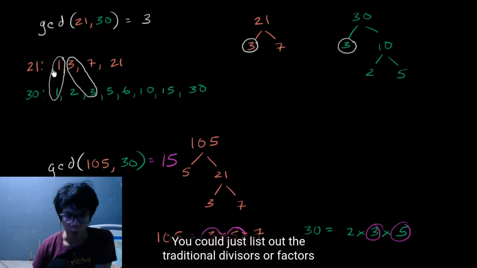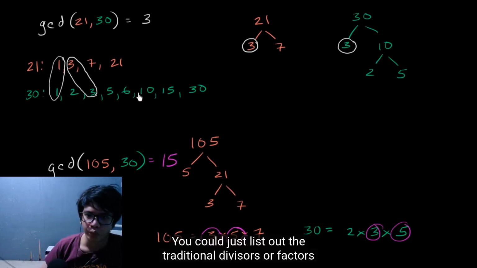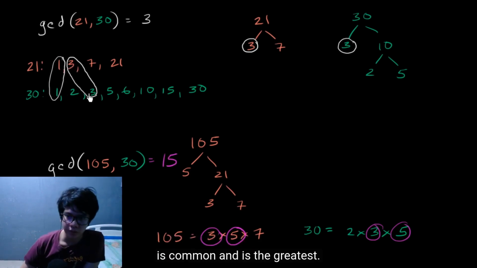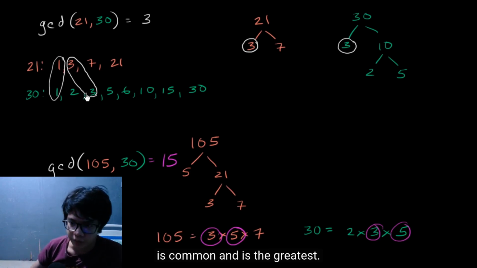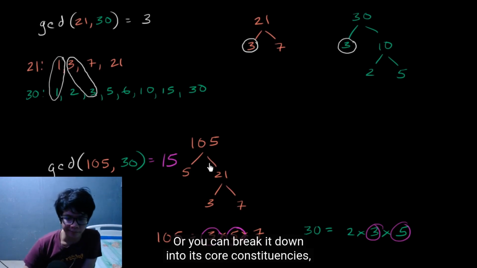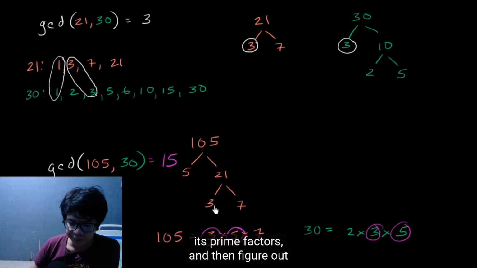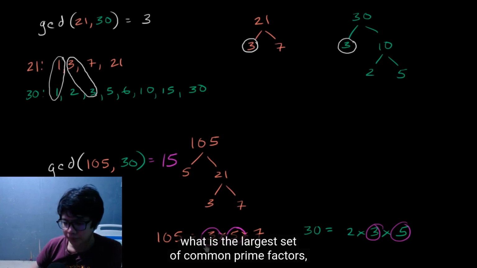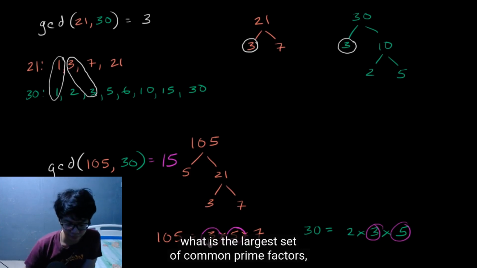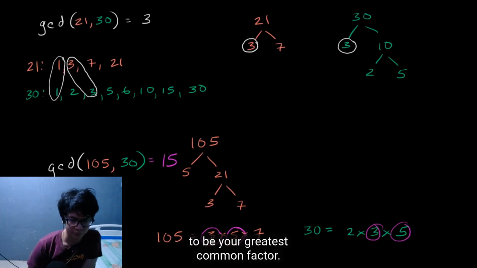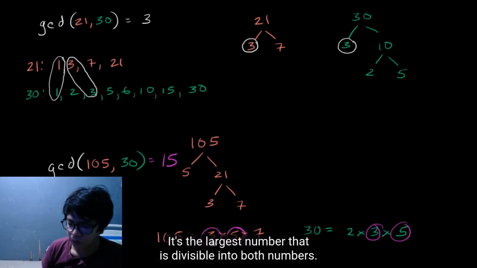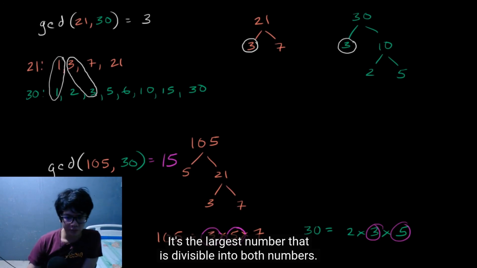So you could do it either way. You could just list out the traditional divisors or factors and figure out which of those is common and is the greatest. Or you can break it down into its core constituencies, its prime factors, and then figure out what is the largest set of common prime factors, and the product of those is going to be your greatest common factor. It's the largest number that is divisible into both numbers.